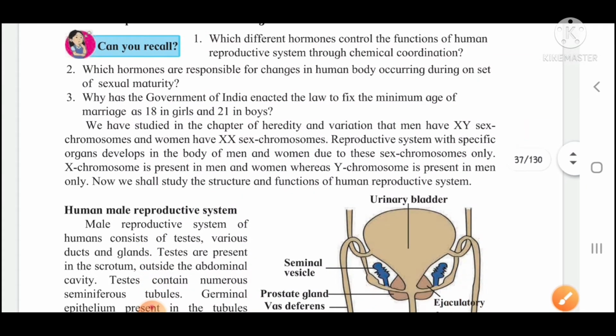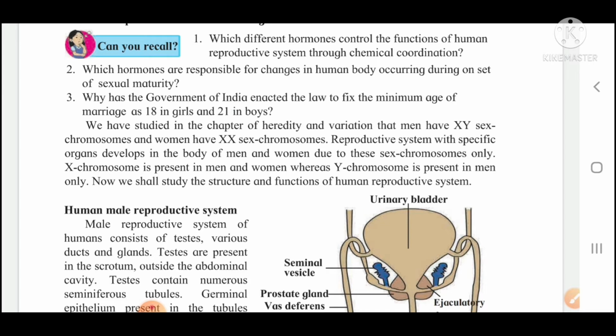Second question, which hormones are responsible for changes in the human body occurring during onset of sexual maturity? See, there are two types of hormones. One is a male hormone and second is a female hormone. If you talk about the male, in male there are the testes, and testes produce a hormone, that is testosterone. This is a hormone which is produced in the male, and estrogen and progesterone are the hormones which are there in the female.